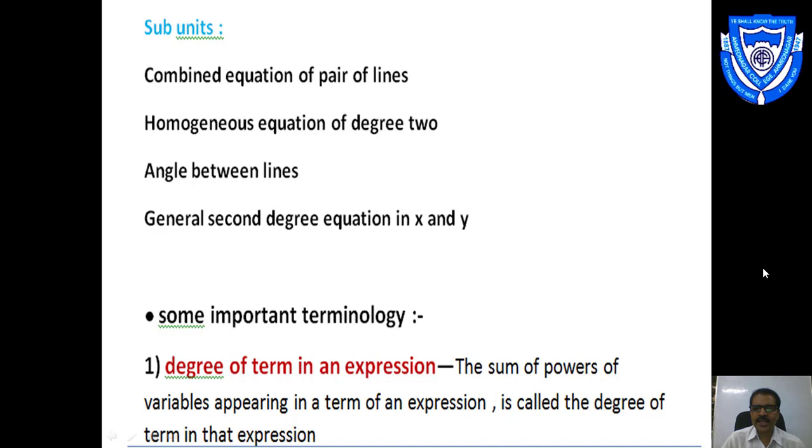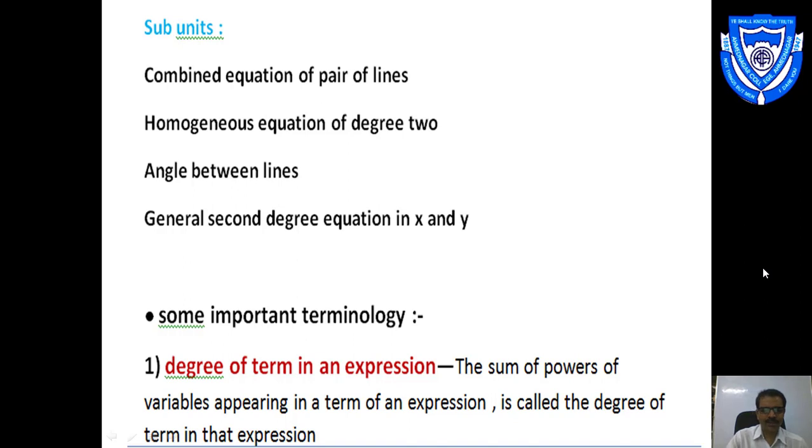Each variable has its own power, either 0, 1, 2, 3 and so on, no problem at all. Now whatever variables are included in that term, take the addition of their powers. The addition of those powers is titled as the degree of that term in the given expression.